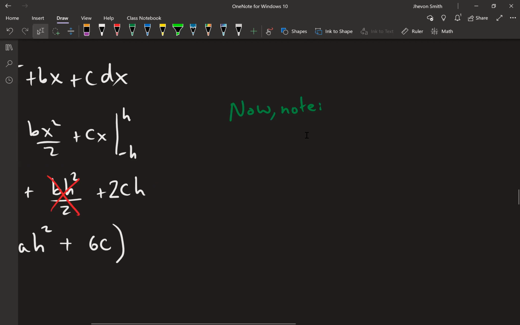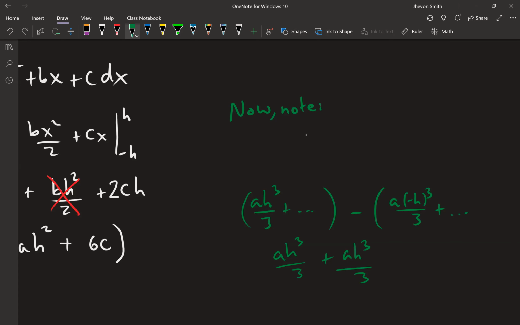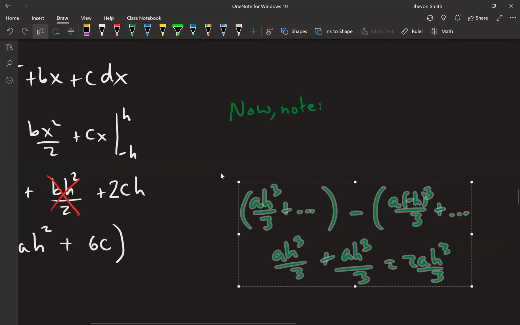For one, if I have ah cubed over 3 plus blah, blah, blah, and then I subtract when I plug in minus h plus blah, blah, blah, then ultimately it's going to be ah cubed over 3 minus h cubed is just minus ah cubed, and then I put that out, it's going to add another ah cubed over 3, which gives me 2ah cubed over 3. So I did the fundamental theorem of calculus in my head just now. So that's where that came from.